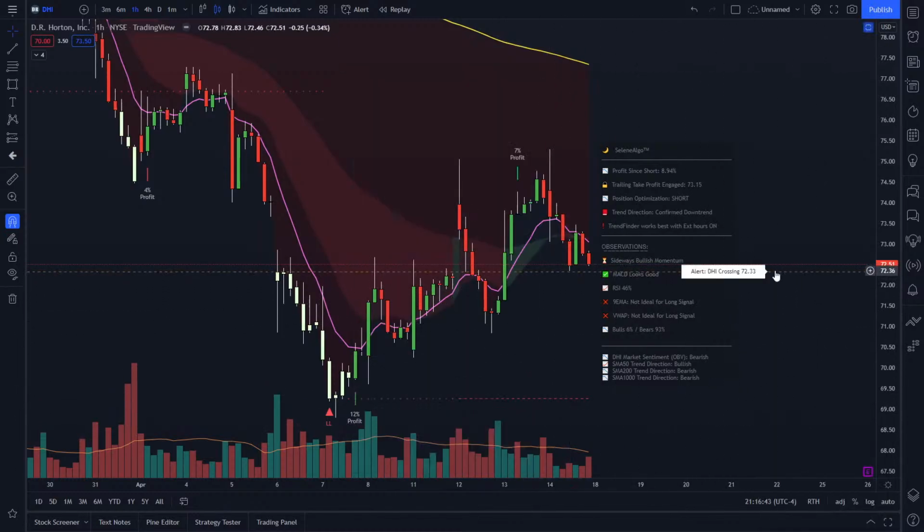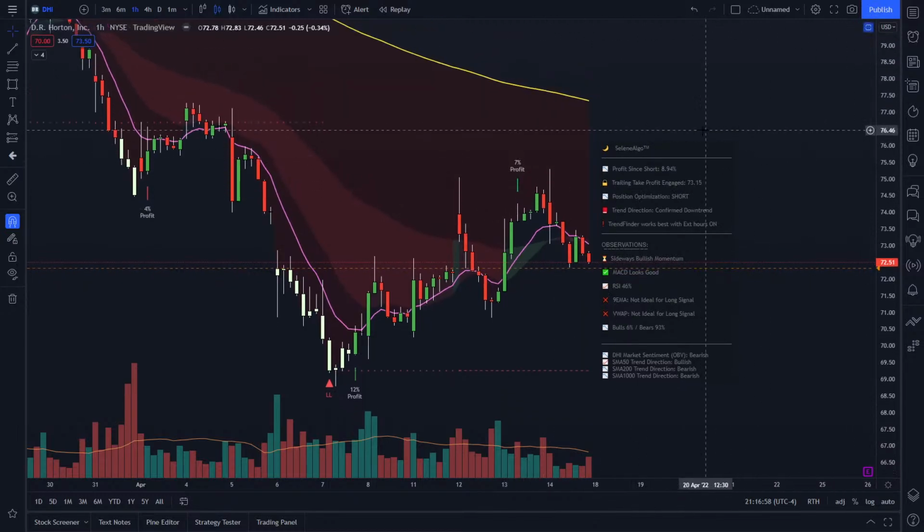We'll enter a short position under 72.33. Look how we filled that gap though. Boom, filled. Definitely has room up to about $78, so 77 definitely.